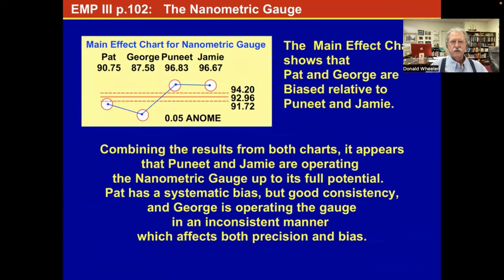The main effect chart shows that Pat and George are biased relative to Puneet and Jamie. It's hard to see on the average chart because there's so much product variation, but it's there. Combining the results from both charts, it appears Puneet and Jamie are operating the nanometric gauge up to its full potential. Pat has a systematic bias, but good consistency. And George is operating the gauge in an inconsistent manner that affects both precision and bias.